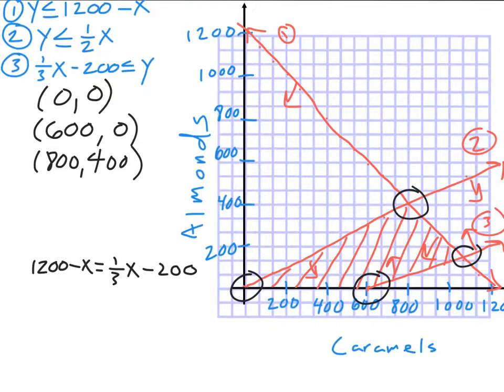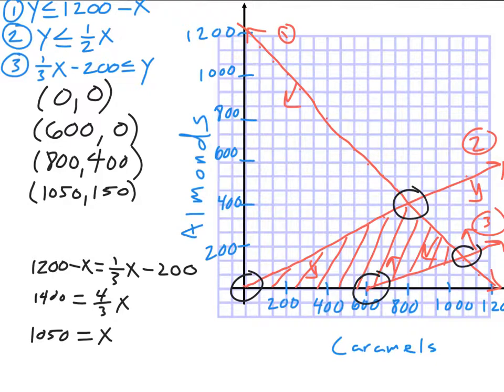I set the two equal, using substitution technically, that we covered in section 1. Add 200 to both sides, and you would get 1400 over here. Add x, and we would get 4/3 x. 1400 divided by 4/3 would be 1050. Plug that back into constraint number 1 and subtract that from 1200 and then get 150. And there you go.